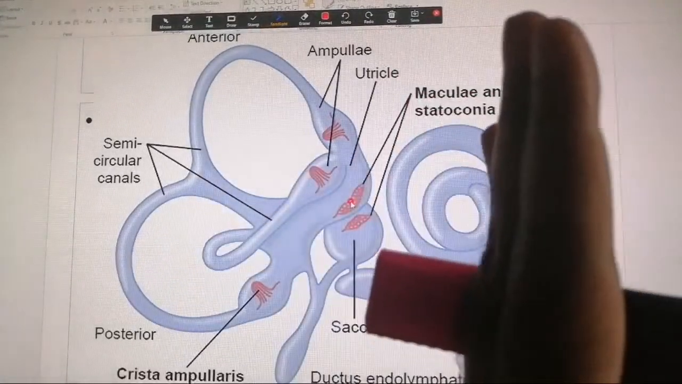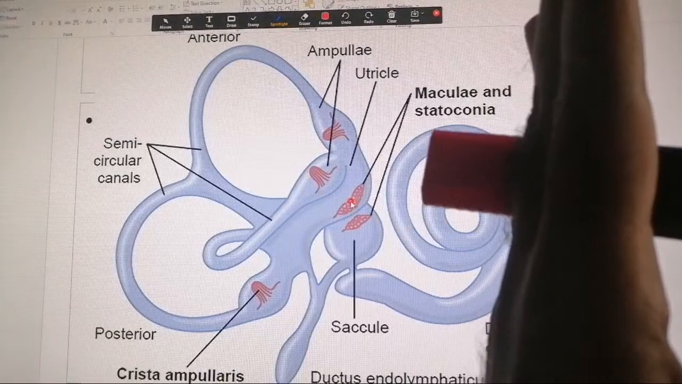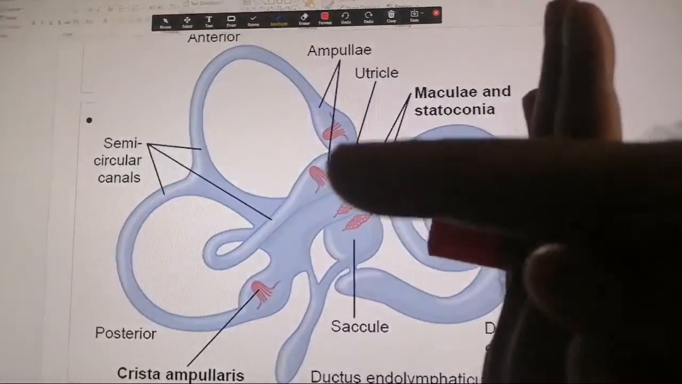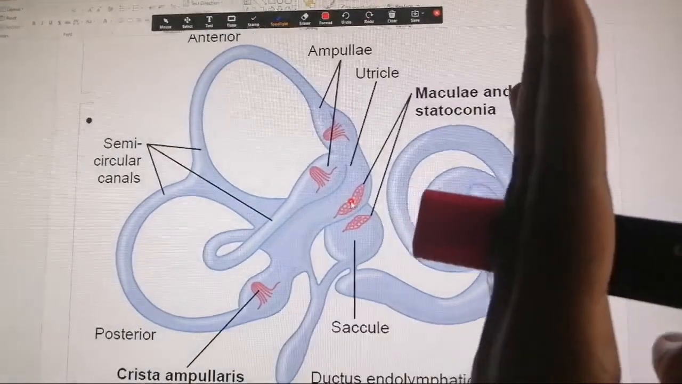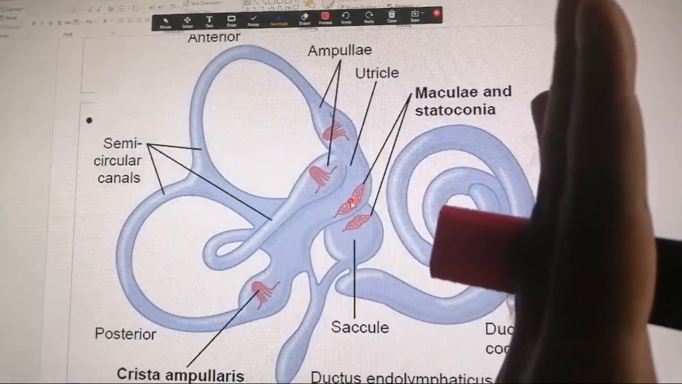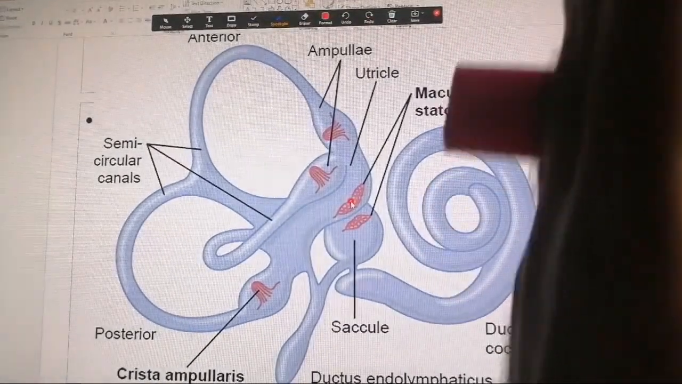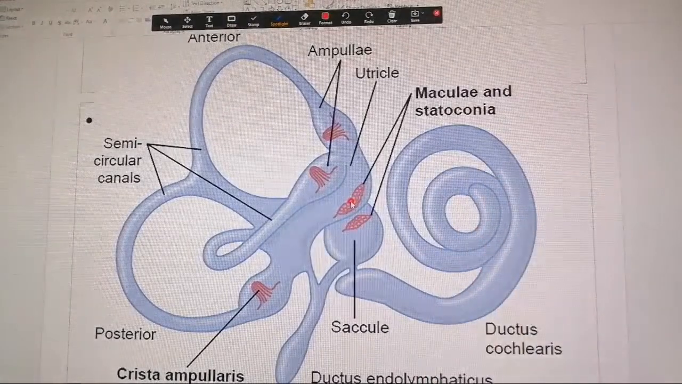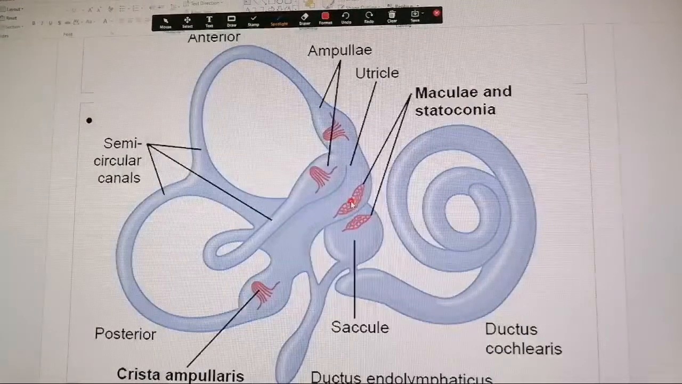In the saccule, it's like this. So the hair cells are arranged like this, in this direction. So when the saccule in the vertical direction goes up or down, the hair cells will deviate accordingly. Questions?